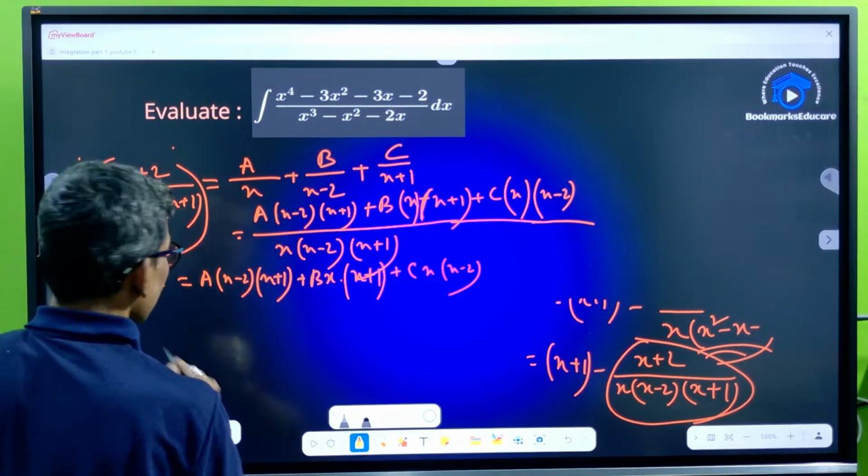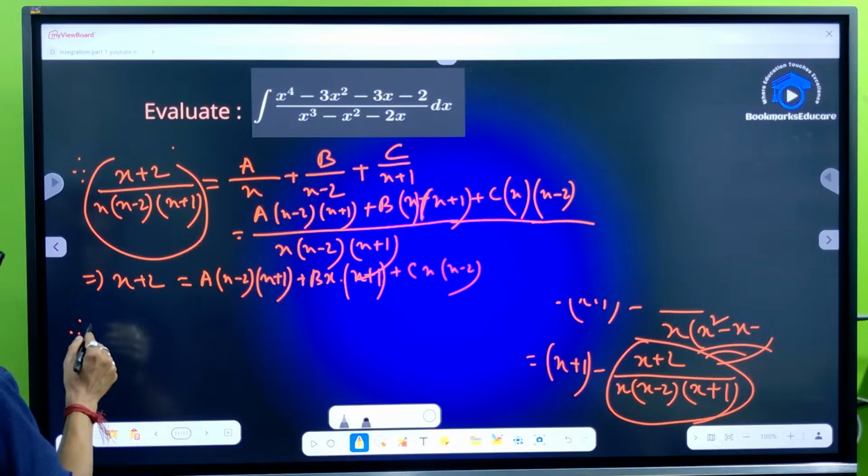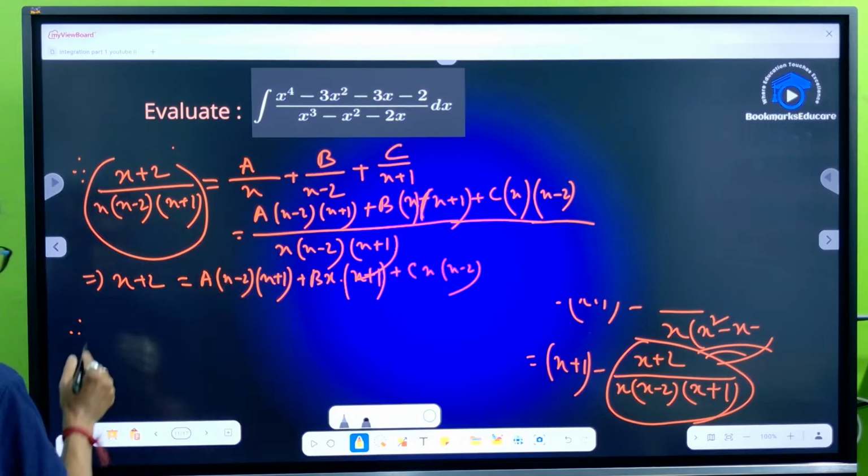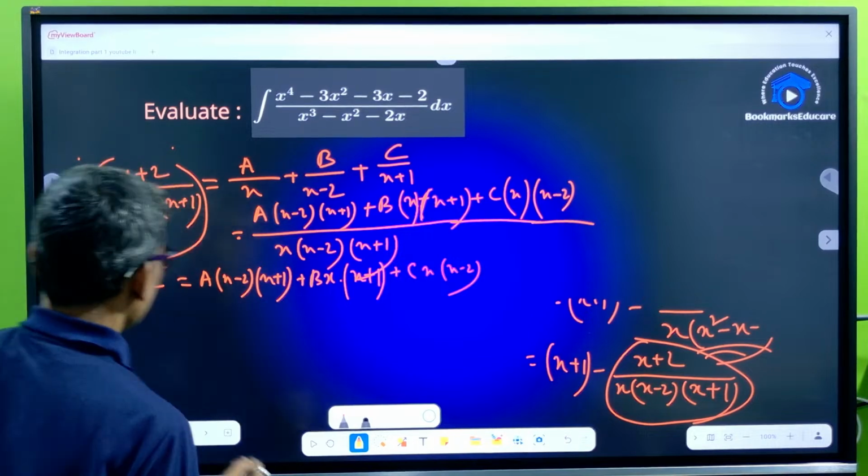This is an identity. So if we put x is equal to 2, then a will be eliminated.